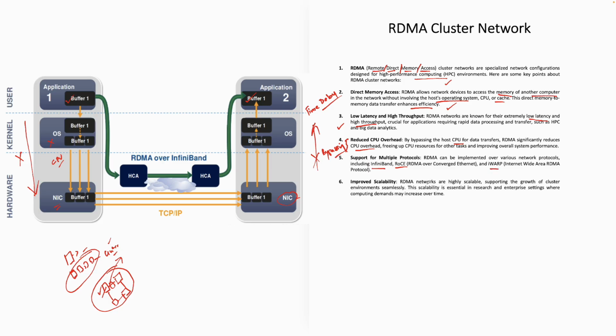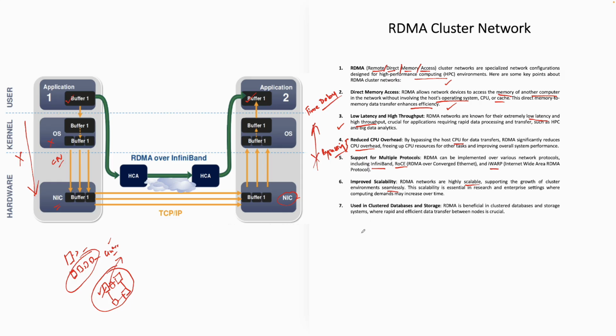And yes, RDMA networks are highly scalable. So that was the whole purpose of high performance compute, right? You are adding new computers in the cluster, you are dropping from the cluster. So this is really scalable. So it supports the growth of cluster environments seamlessly. This scalability is essential in research and enterprise settings where computing demands may increase over time. So that's what we saw with HPC, that if your computing demands increase over time, you can always scale up. Once they are down, then you can bring it down.